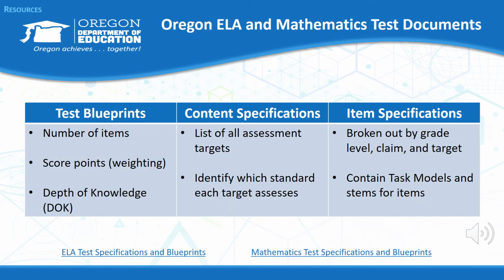Several documents outline the structure of the Oregon statewide assessments for ELA and mathematics. Links to access these resources are provided at the end of this slideshow, and educators should spend time looking at these materials to help inform how they prepare students to be successful on the tests. Test blueprints indicate the number of items included on both the CAT and the performance task, how the test is scored, and the depth of knowledge intended to be used by students when answering items.